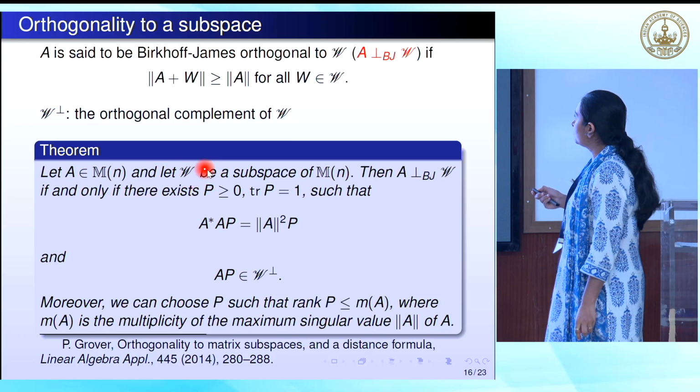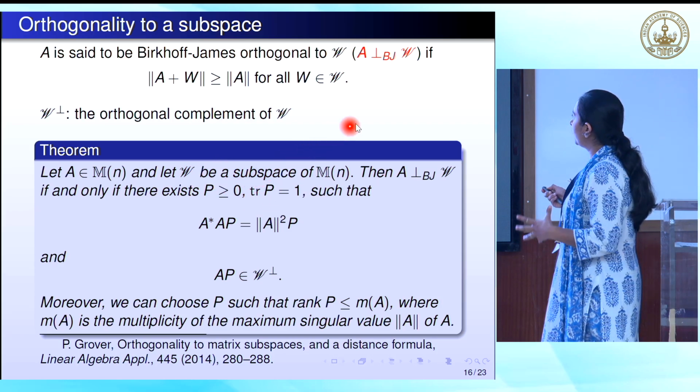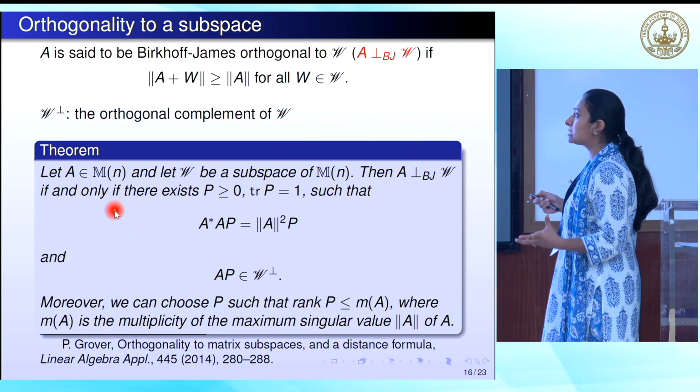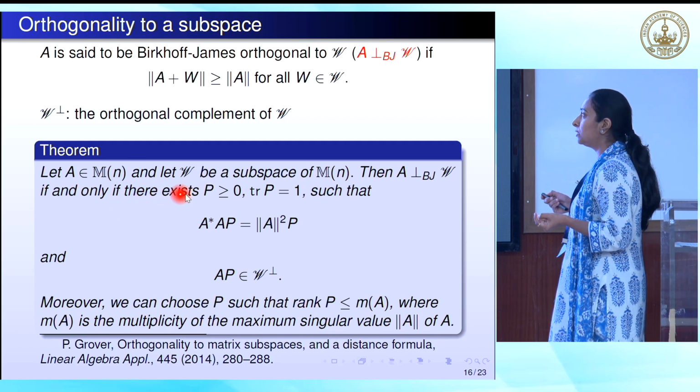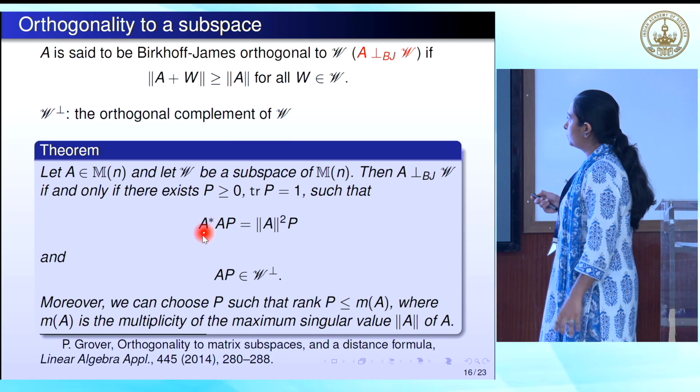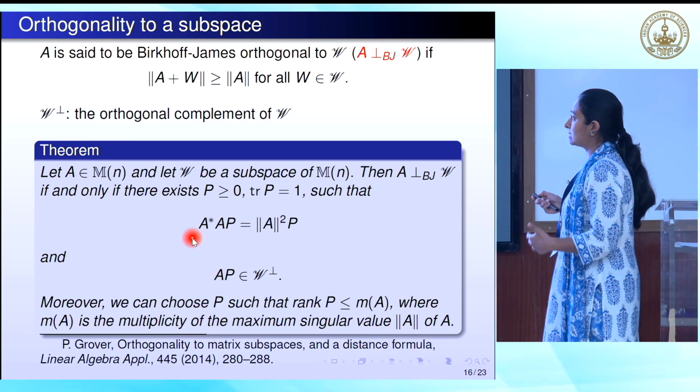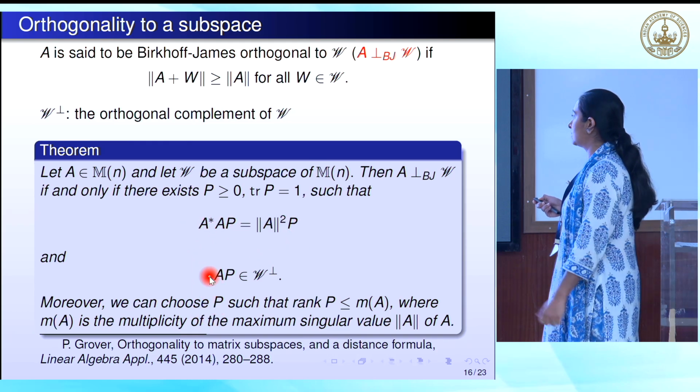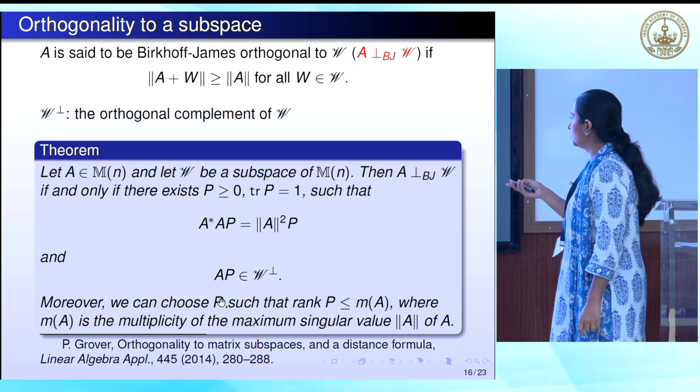So we said that for any subspace you can find a similar characterization, but this time you will not get a single vector, you will get a density matrix, okay, which does similar things. So A star AP is norm A square P, and AP is in W perp, and then there are more conditions on P.